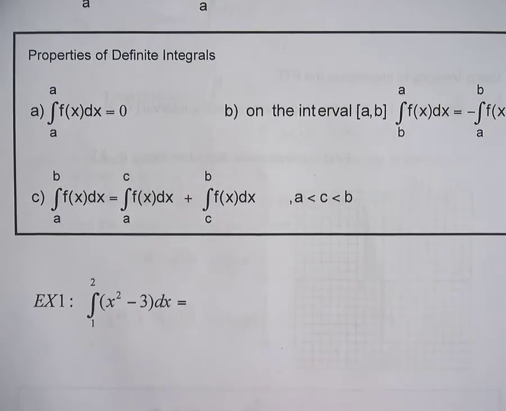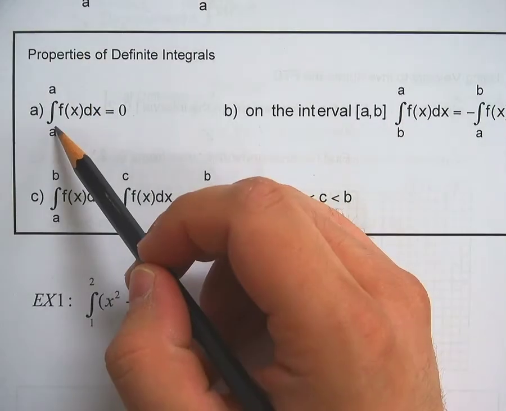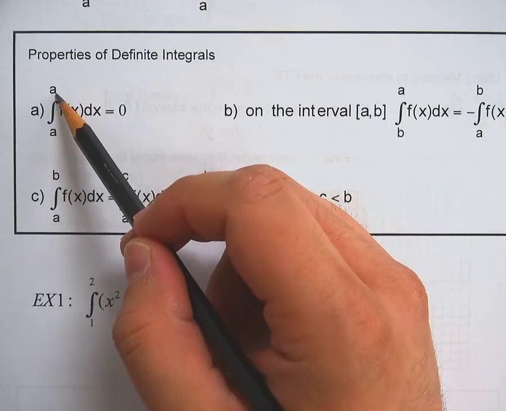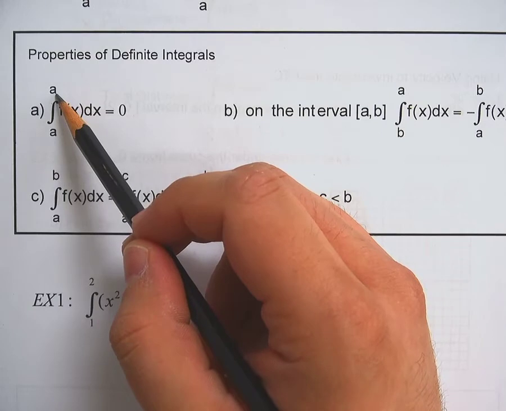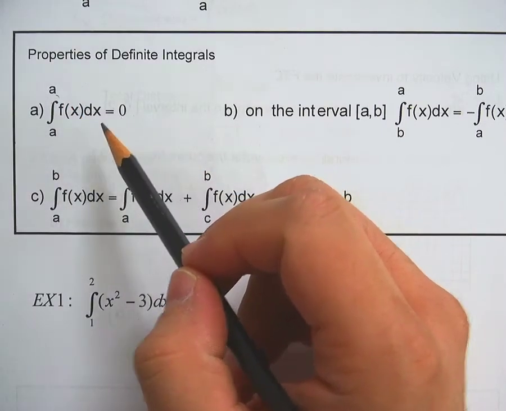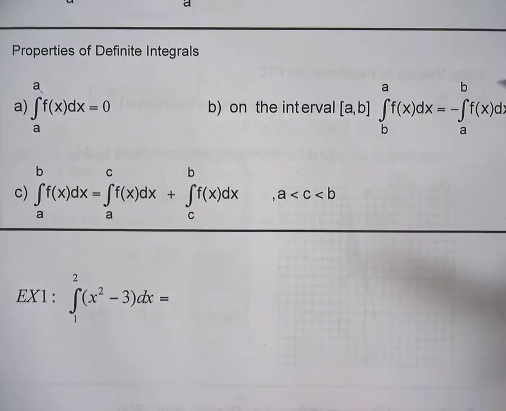And just a couple of properties really quickly. If you're integrating from a to a, that's kind of like having a rectangle with no width. If you have no width, your area is going to be 0. So that just kind of follows and makes sense.